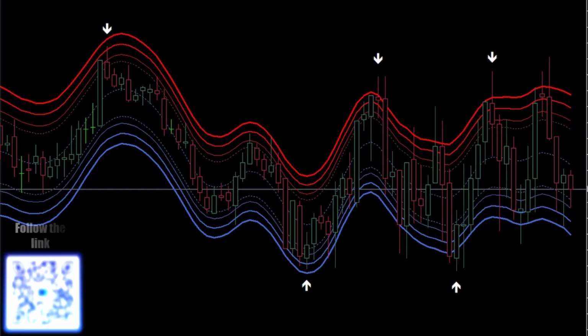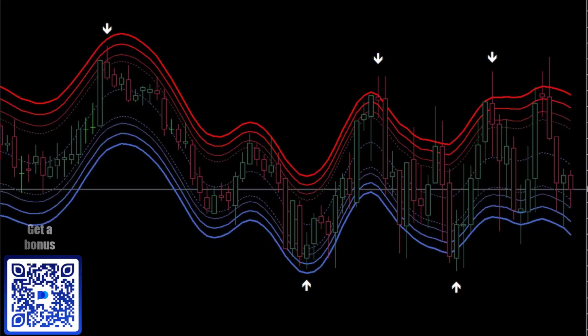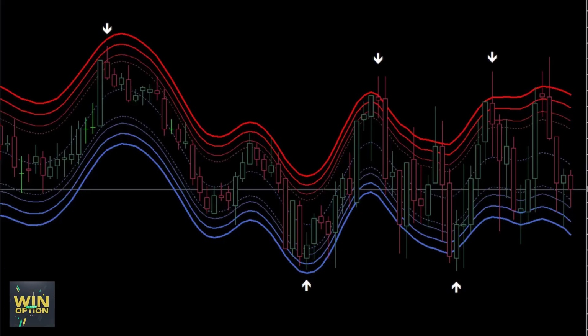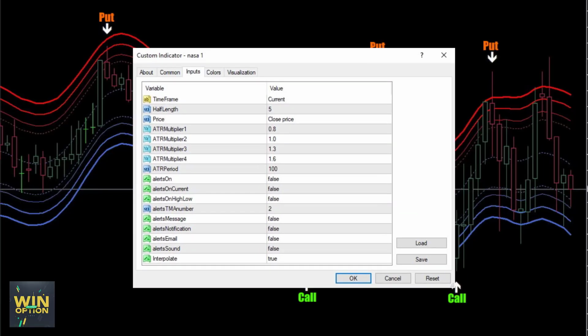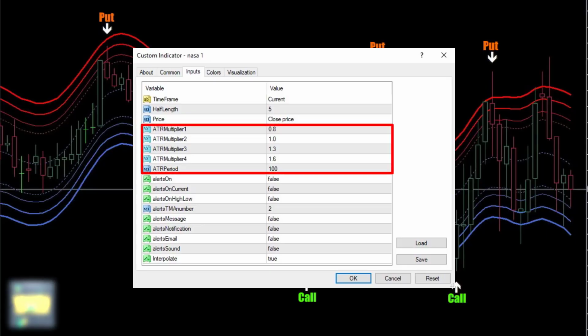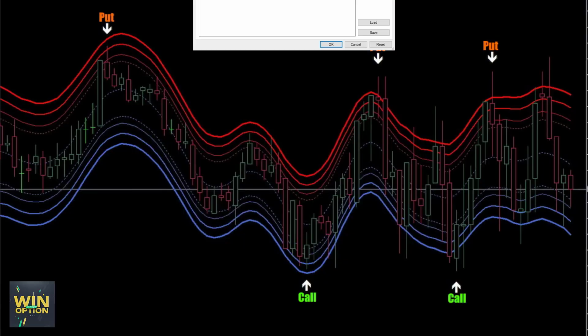In addition to the multicolored boundaries, the indicator has a central line that serves as a guide for Forex traders. They can use it to set take-profit orders. The main indicator also comes with an auxiliary arrow tool. Its downward arrows point to the optimal moment for opening put options, while the upward arrows indicate the best time for opening call options. Among the NASA Profit parameters, traders should first pay attention to the values of the 4 ATR indicators, as they directly determine how the boundaries of this tool behave.